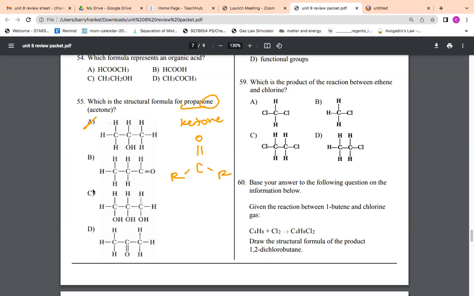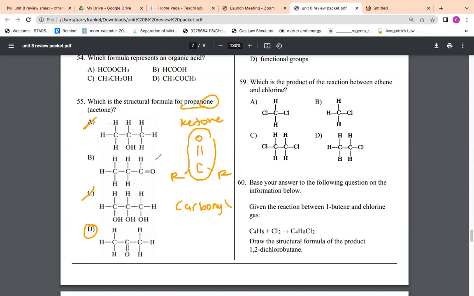Let's see. C, also out. There we have 3 alcohol groups, definitely not. Okay, so it's really between B and it's between D. And the difference is the placement of this part. Okay, again, for a ketone, your carbonyl group, which is that carbon double bonded to your oxygen, has to be in the middle. Okay, that would be choice D.